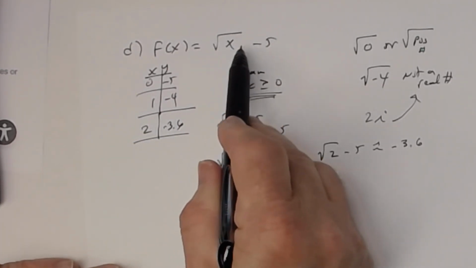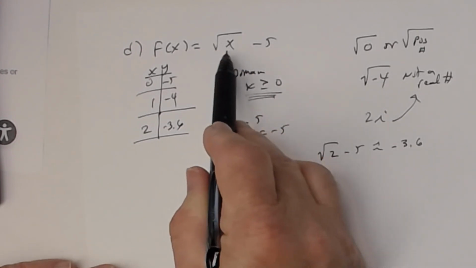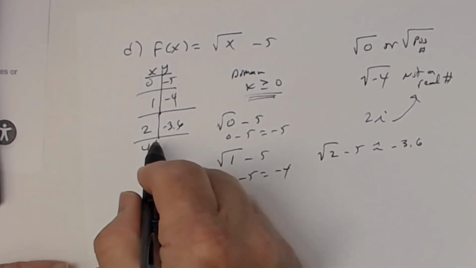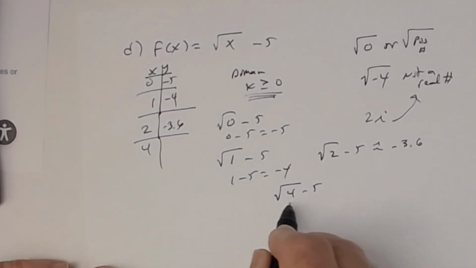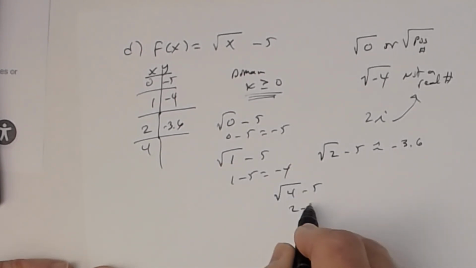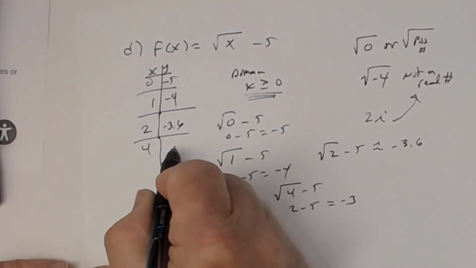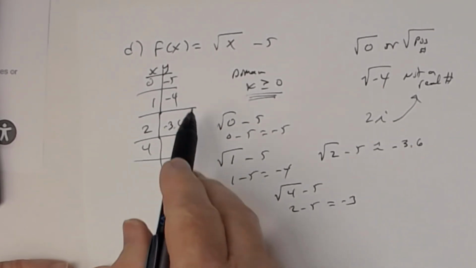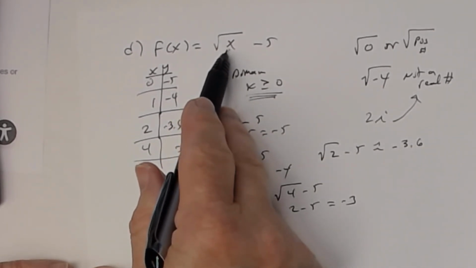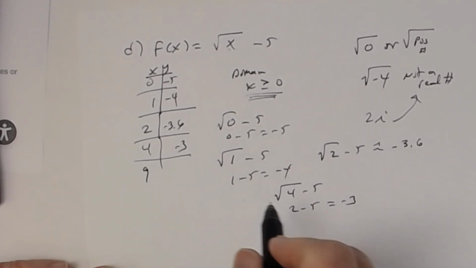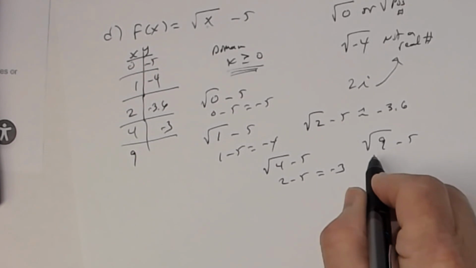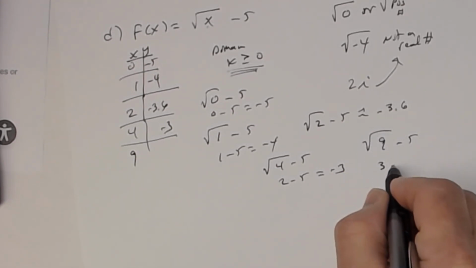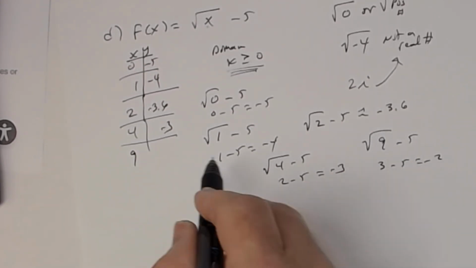I'm going to go ahead and choose perfect squares here. So if x is 4, I get the square root of 4 minus 5. Square root of 4 is 2. 2 minus 5 is negative 3. Okay. If x is, let's say, 9, because 9 is a perfect square, I get the square root of 9 minus 5. The square root of 9 is 3. 3 minus 5 is negative 2.